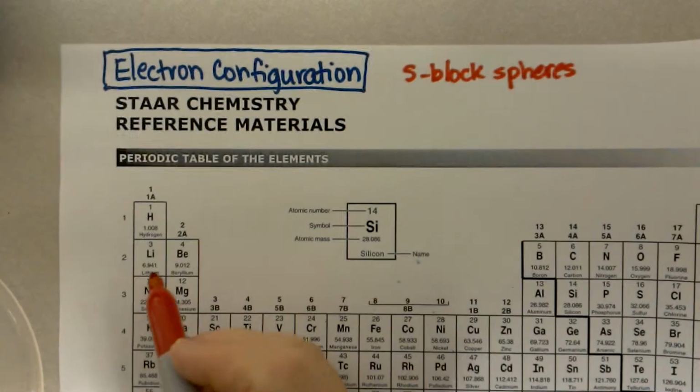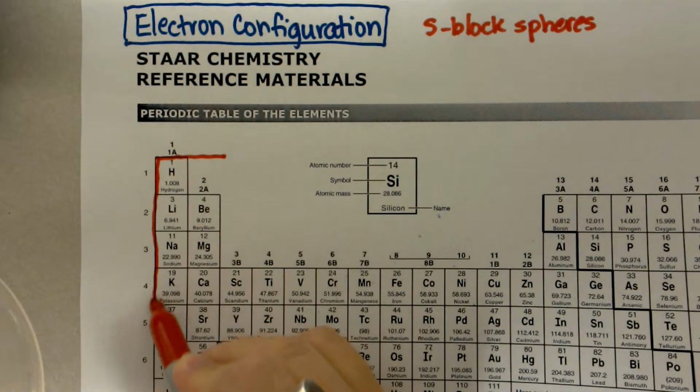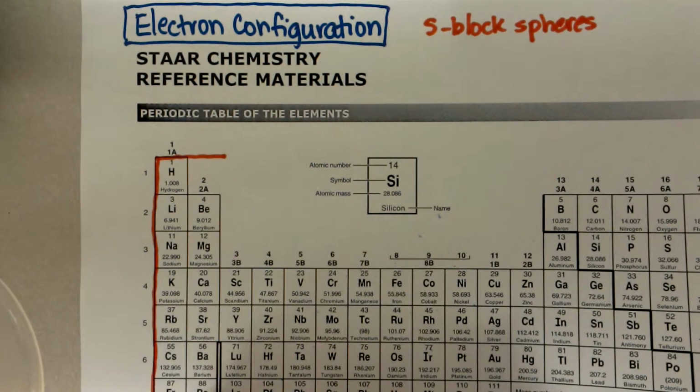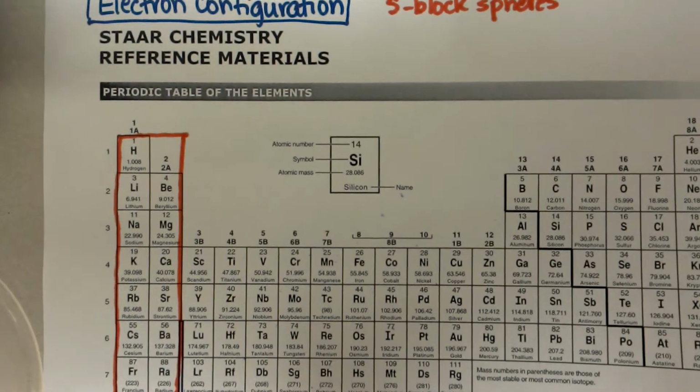So what we're going to do is all of the s orbitals on the periodic table, we're going to color code with a red pen or pencil or marker or crayon or whatever you have.